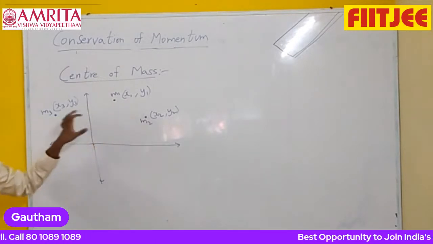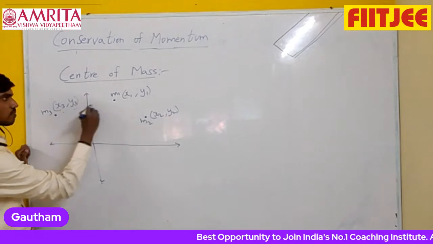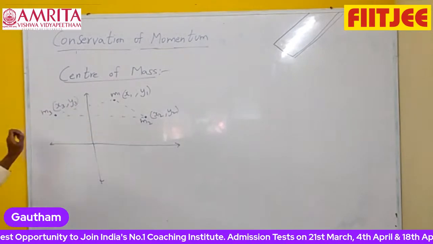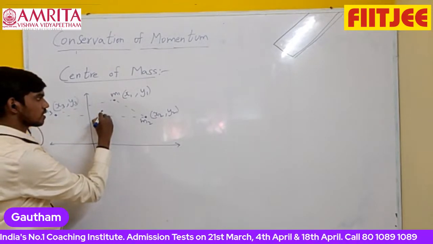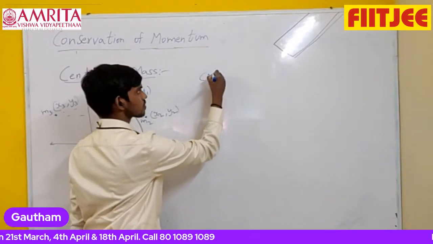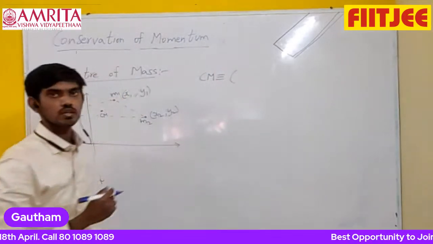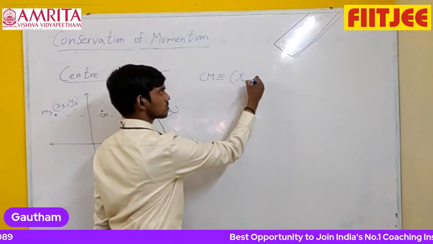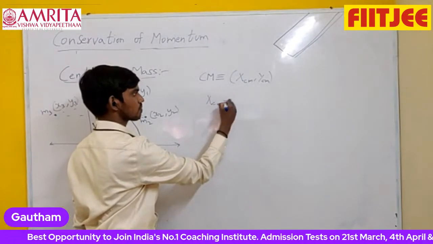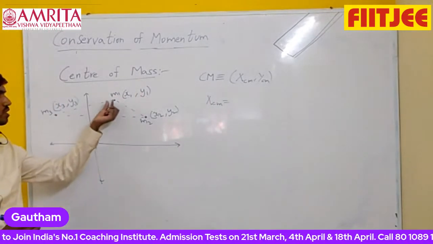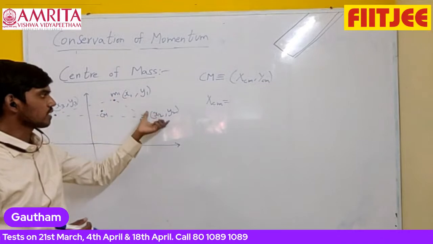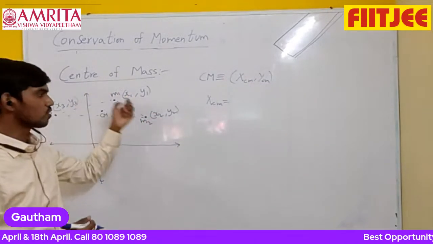So in this system of three particles, the center of mass of the system will be somewhere in this region. The location of the center of mass has some x coordinate and y coordinate, xcm and ycm. So xcm is given as the summation of mass into location. The product of mass into location is added for all the masses, divided by the sum of total masses.